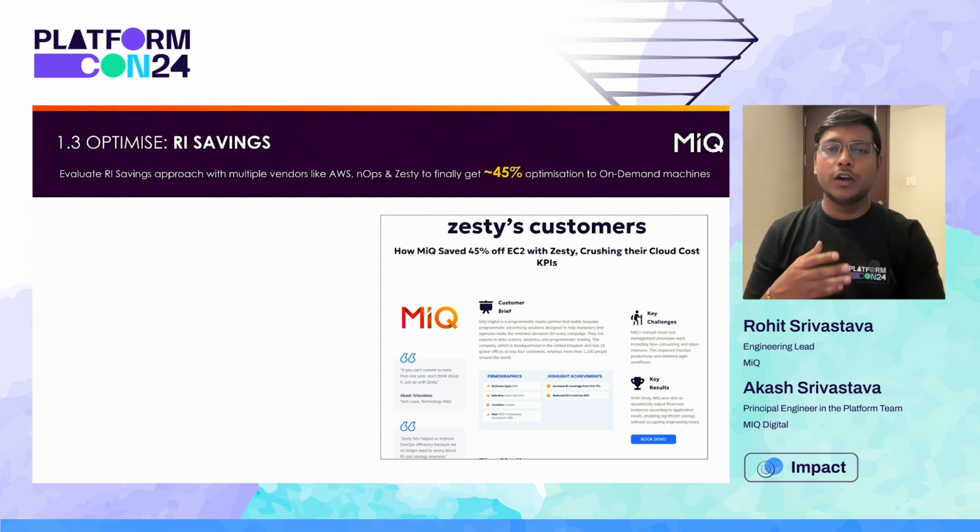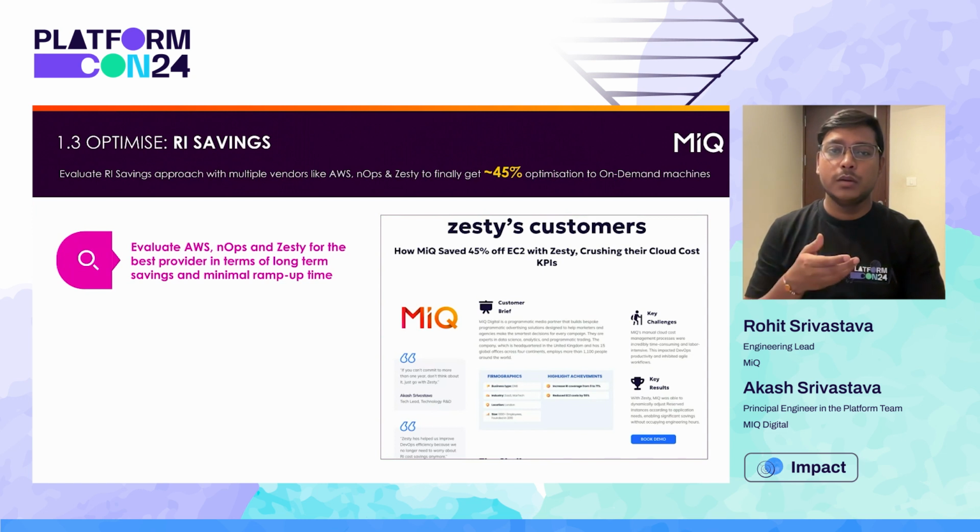Now, let's take a look at how MIQ manages their reserved instances. Reserved instances help us significantly save cost if you are committing for a larger duration. But for certain organizations, it might be difficult to predict how they'll be using these EC2 instances after 3 years. This is where we explored offerings from AWS, nOps, and ProsperOps. An offering from AWS would be Savings Plans, where you commit to a certain dollar value. Tools like nOps and ProsperOps manage your entire reserved instances with their AI algorithm.